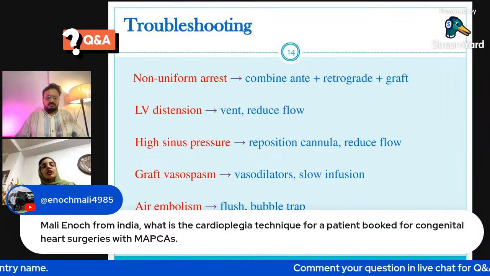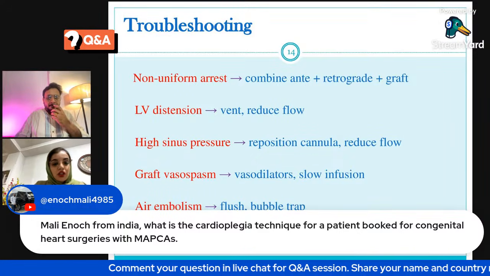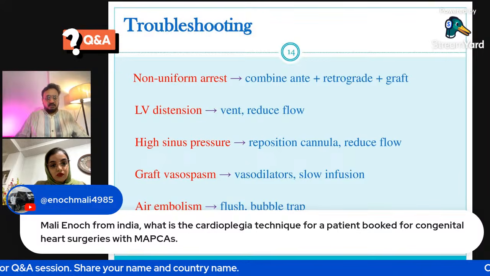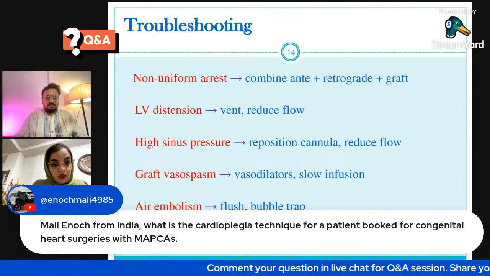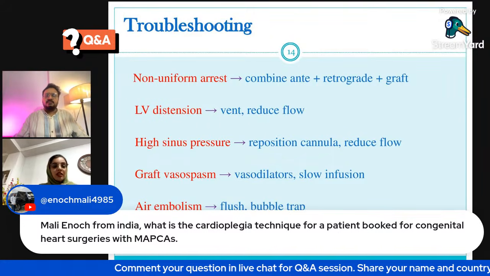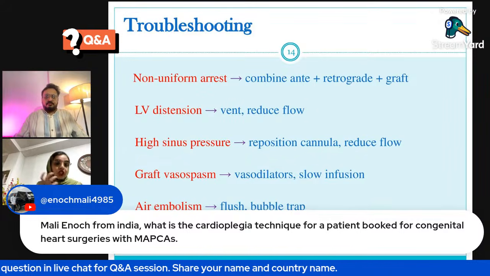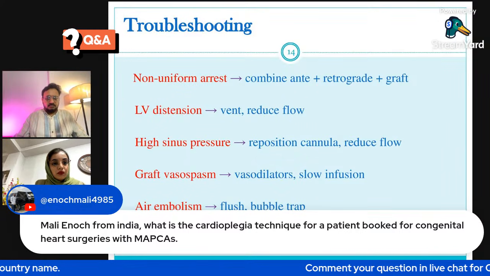For congenital cases, I say we should use selective cannulation for this patient, it is better. Can you explain in detail about this? Yes, for example, we inject directly via each vein or each graft, selective cannulation actually.